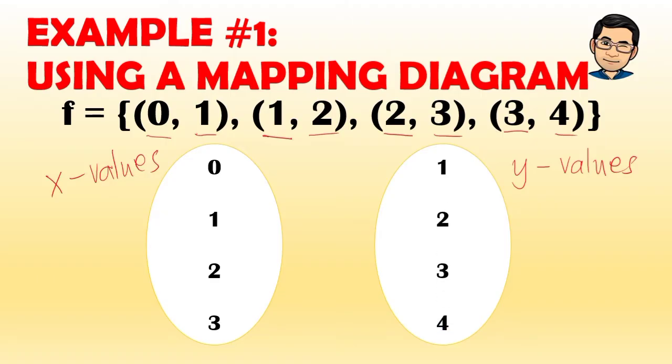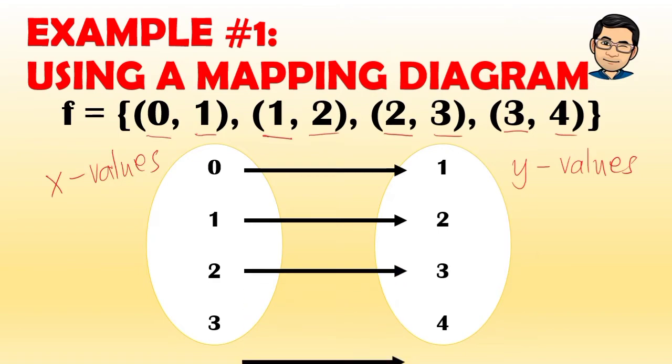So, para pagtapatin yung x value na 0 sa y value na 1, gagamit tayo ng arrow, ng line. So, kung mapapansin nyo, nagko-correspond lang ang x value na 0 sa 1. Same with 1, 2, and 3 na x values. So, clearly, it is a function.